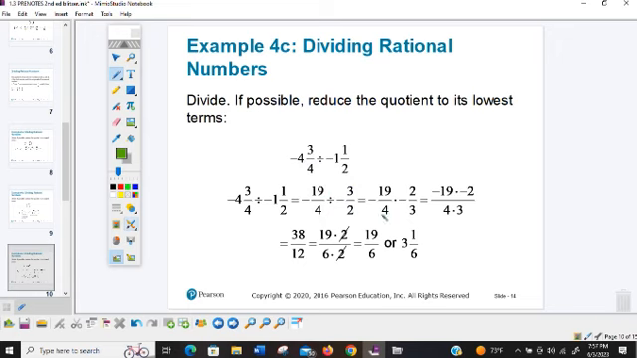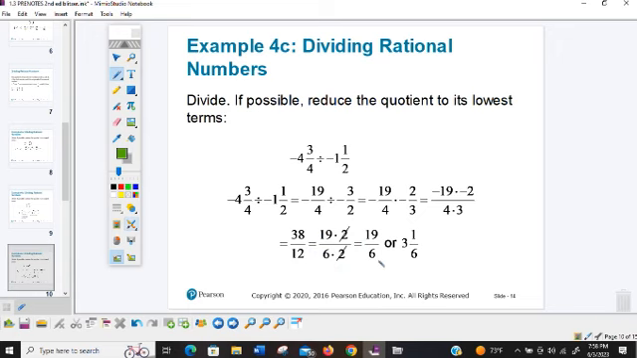Keep the first fraction, change division to multiplication, flip the second fraction. Okay, now we multiply. Negative 19 times negative 2 is a positive 38. 4 times 3 is 12. These do have a common factor. 2 goes into both of those. 2 goes into 38 19 times. 2 goes into 12 6 times.